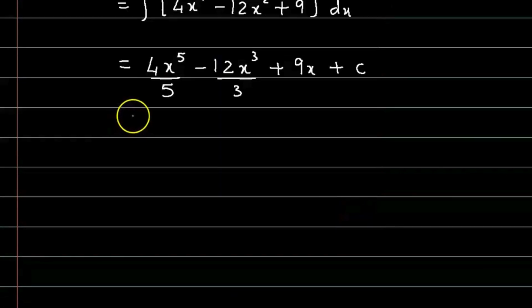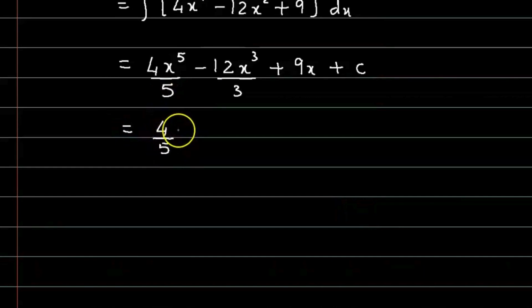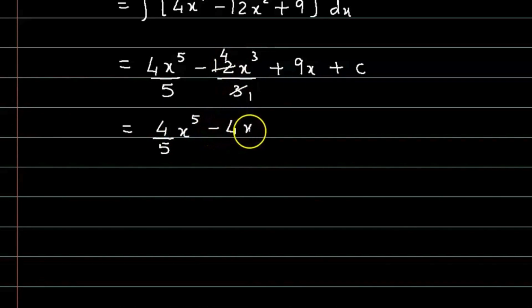Now we could simplify this further. So we have 4 by 5 into x raised to 5. 3 1s are 3, 3 4s are 12. So we have minus 4 times x cube plus 9x plus c.